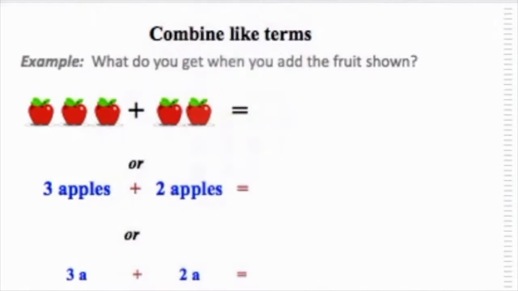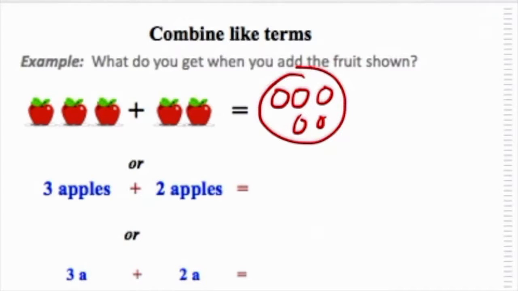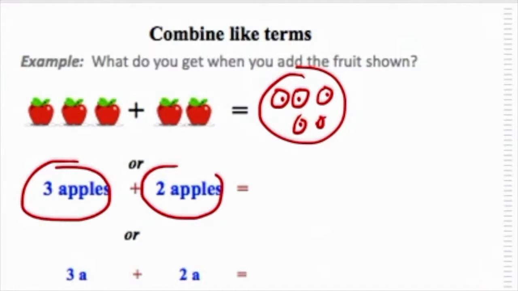So in this problem here, I'm just going to show you 3 different ways. You have 3 apples, 1, 2, 3, and then you just got 2 more. Well, how many apples do you have? You have 5 apples, right? 1, 2, 3, 4, 5. Done. So 3 apples plus 2 apples is 5 apples. Once again, nothing hard about that.